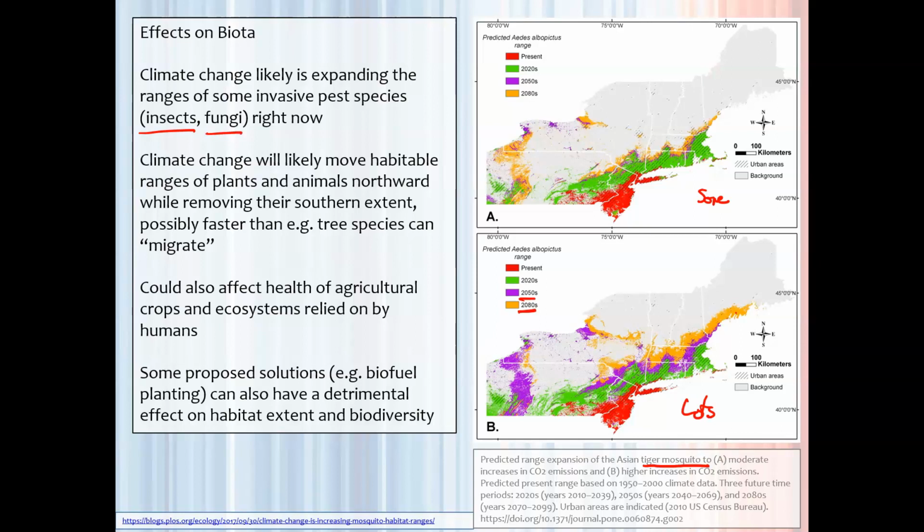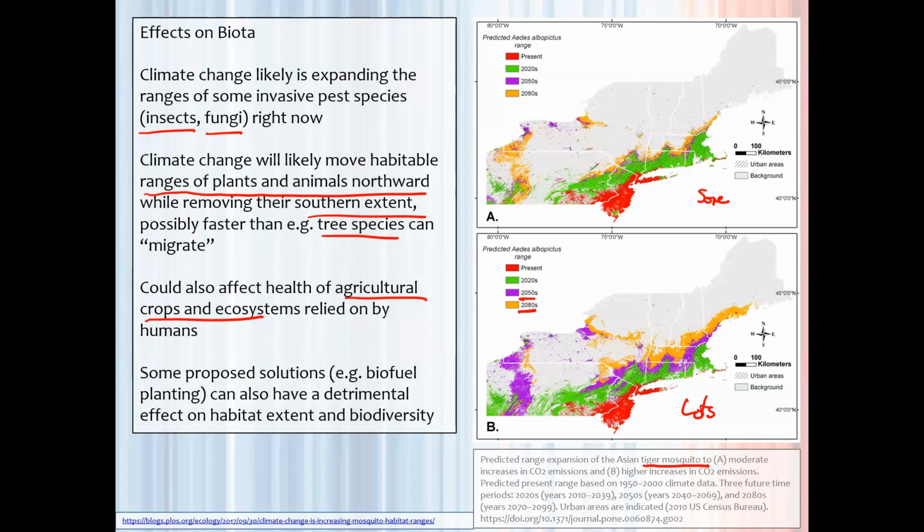Climate change is tending to push the ranges of both plants and animals northward while removing their summer extent, probably faster than they can move by planting new ones. So, tree species could, quote unquote, migrate northward if the climate change is slow enough that they can plant their seeds far enough north as the climate changes. But we think that current changes are going on a little bit faster than that's possible right now. Same thing is going to happen to agricultural crops and ecosystems that humans rely on.